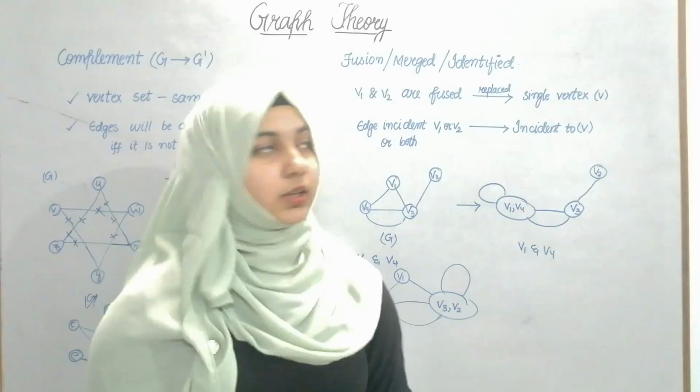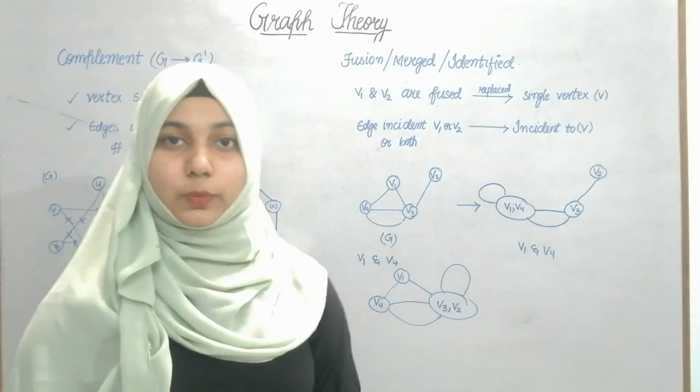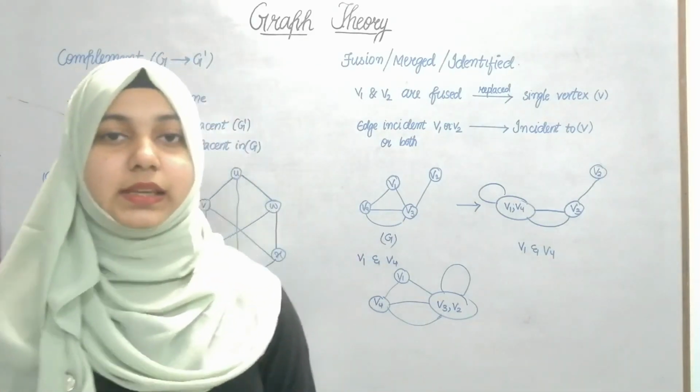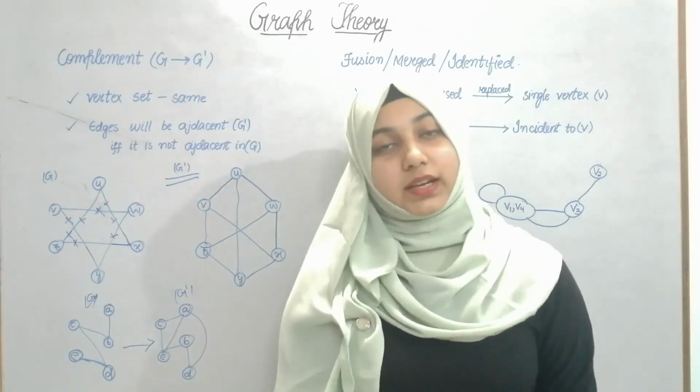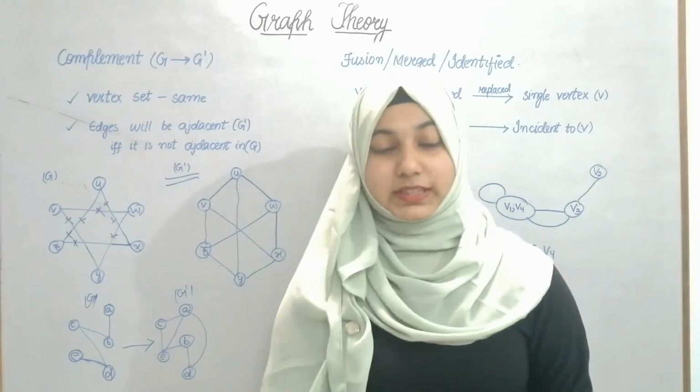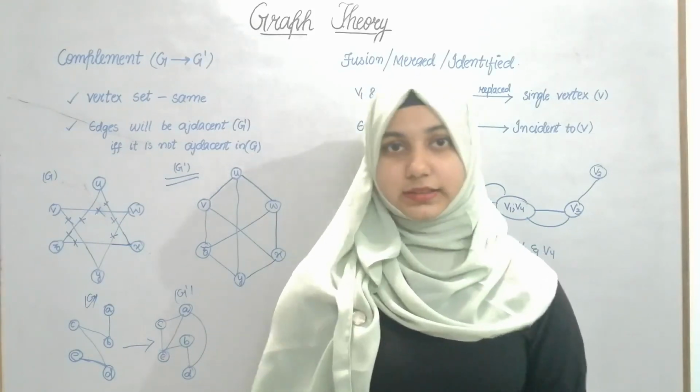Done? Easy, right? So with this we finished our operations on the graphs. Next we'll see isomorphism, which is very important, and hopefully it may be asked in 7 marks or maybe 10 marks in the exam. So let's discuss that now.